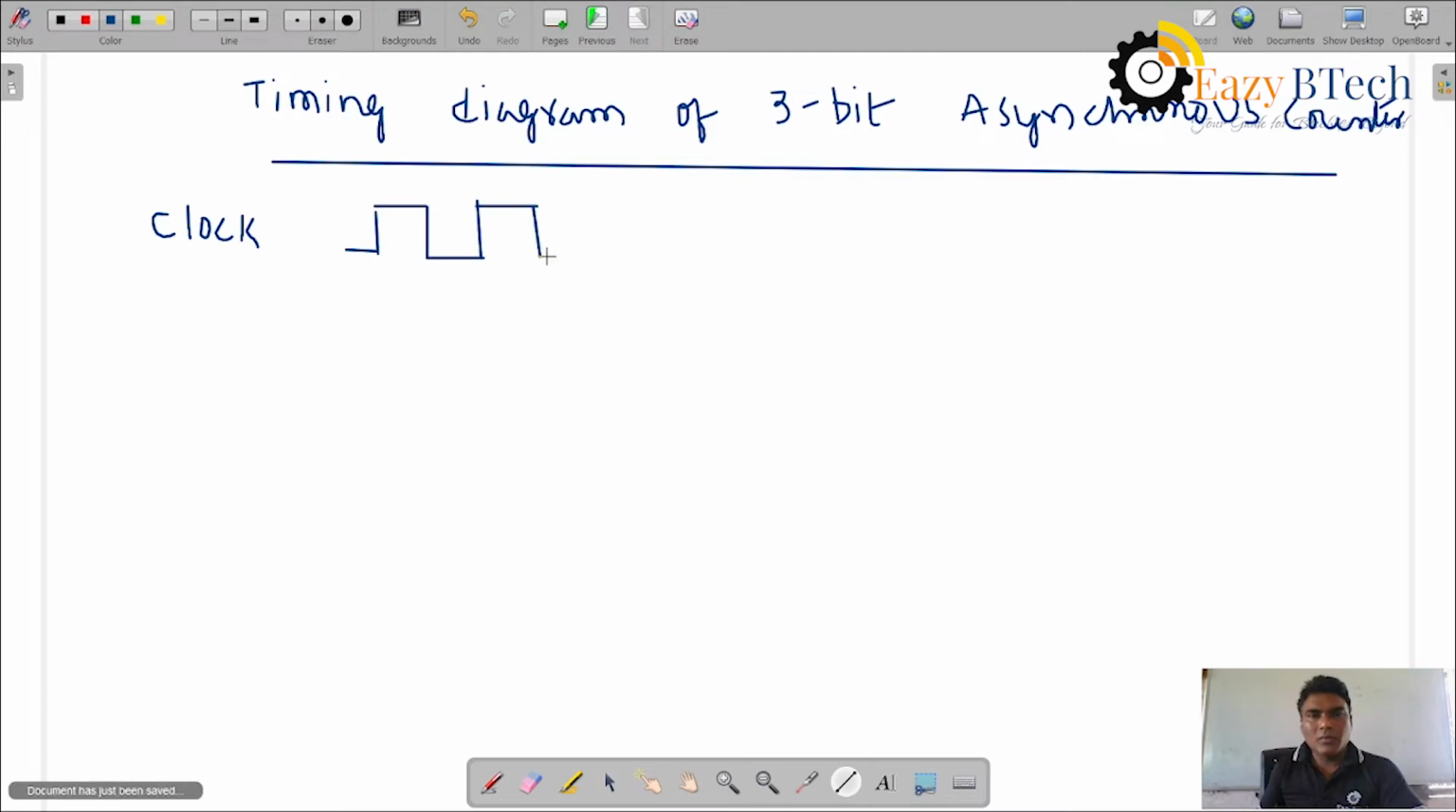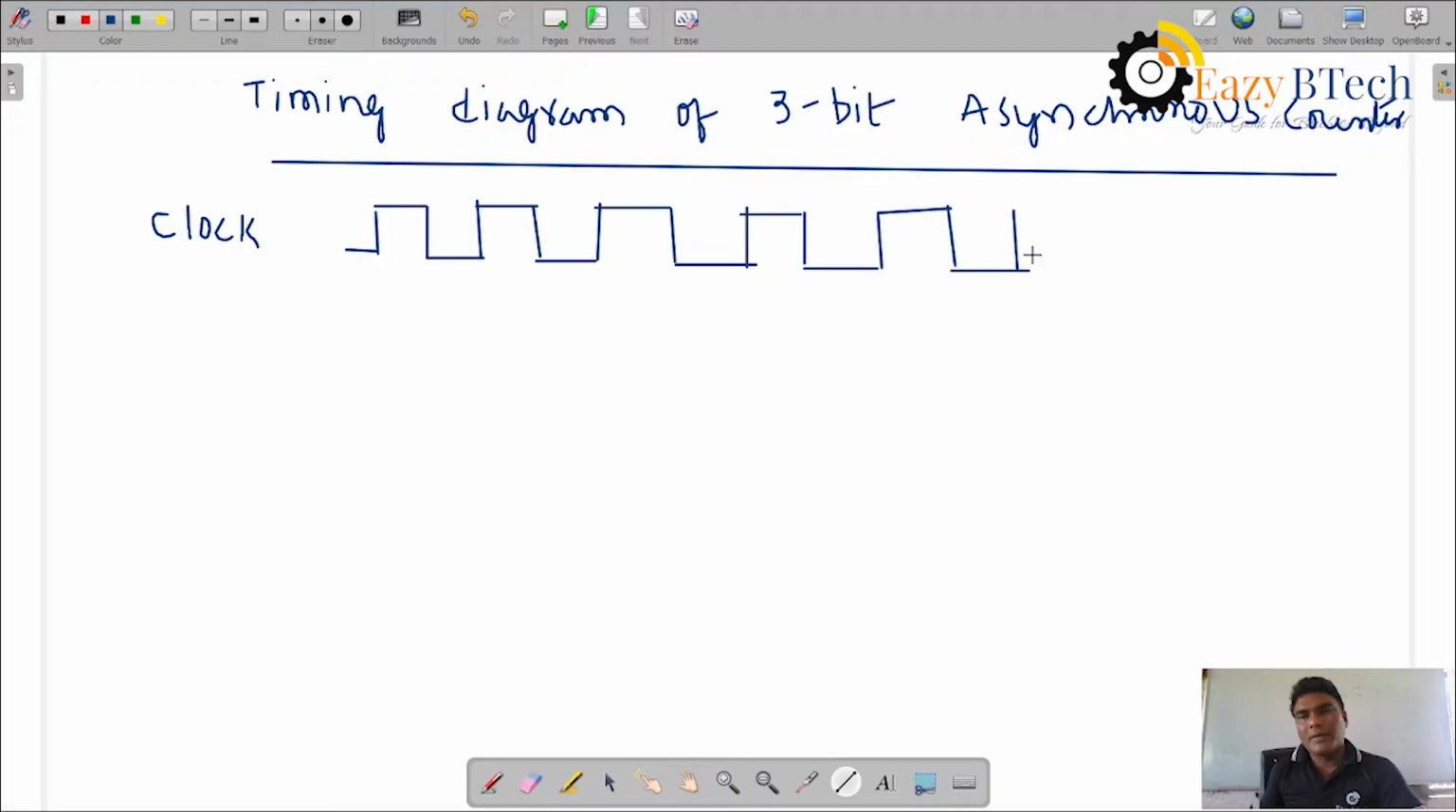Okay, clock 1, 2, 3, 4, each number. How many? 7. We are applying 0 to 7 clock pulses here. Active low. Okay, leading, lagging edge. So let me take this one: 0, 1, 2, 3, 4, 5, 6, and 7.